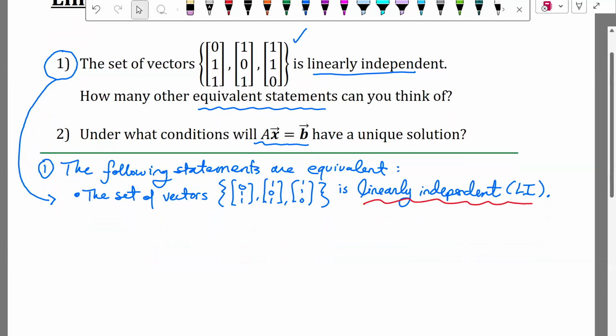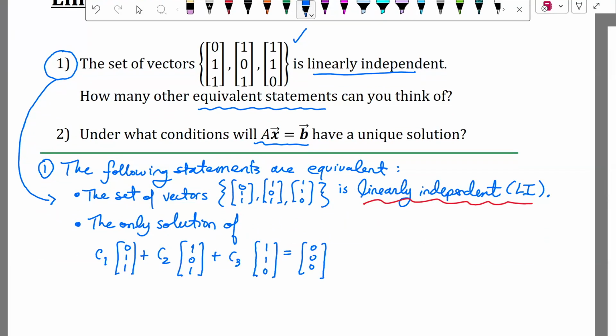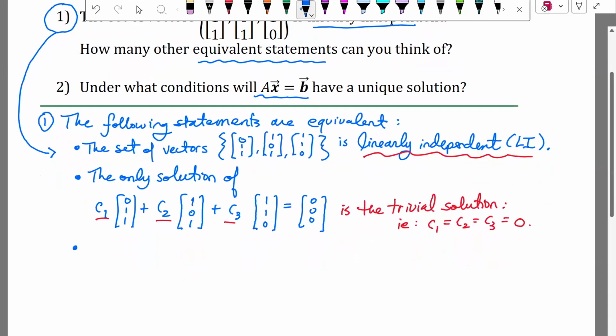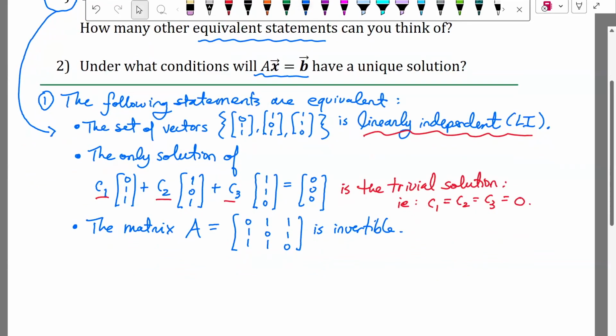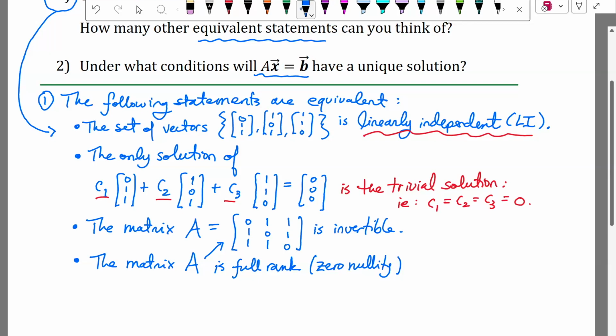Another way to state that this collection of vectors is linearly independent is to say that the only solution to the linear combination equation is the trivial solution, in which all three unknown coefficients that we're looking for must be 0. Another equivalent statement is to say that the matrix whose columns or rows are made up of these vectors is invertible. Another way to say this is that the matrix is full rank or has 0 nullity. Remember your rank nullity theorem that says that the rank of a matrix plus the nullity of the matrix equals the number of columns or rows of the square matrix.